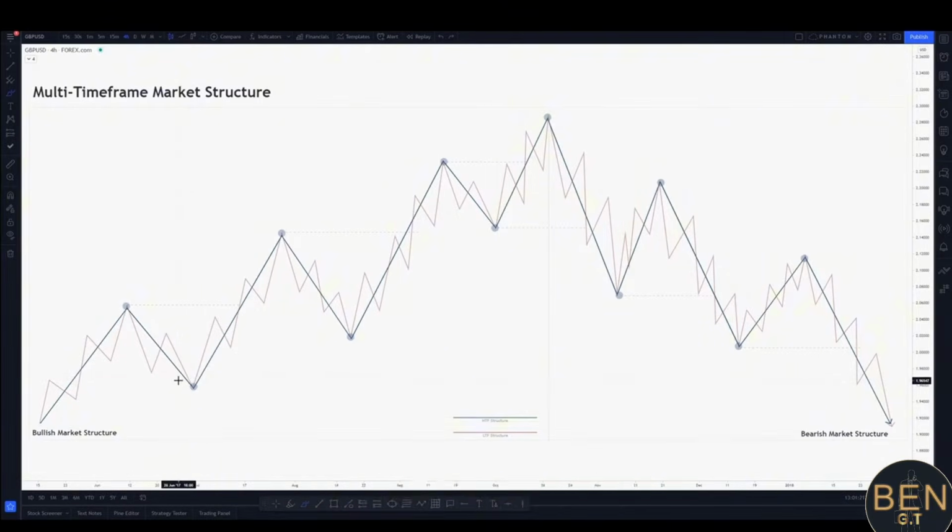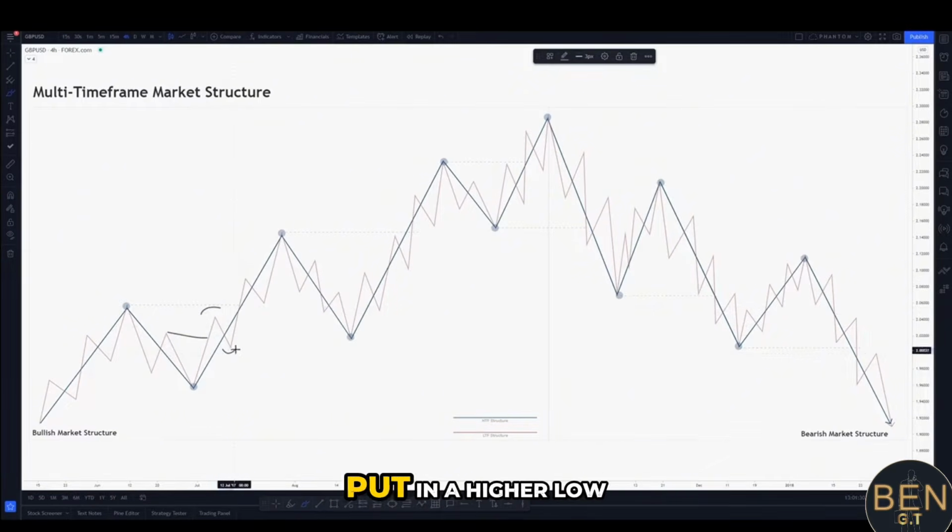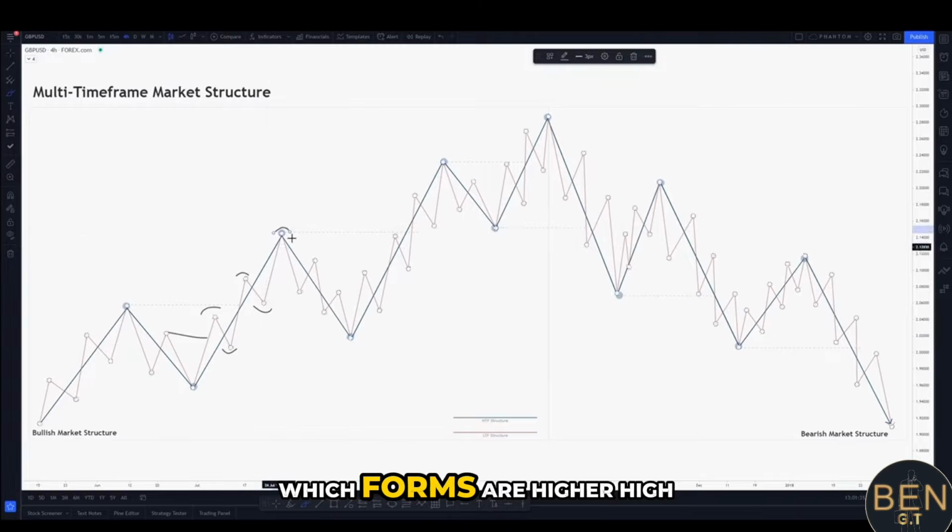This lower low that forms on the lower time frames is in essence the higher low that's formed on the higher time frame. And then what we'll see is as price begins to move to the upside as this higher low has been formed, we'll see on the lower time frame that price breaks structure, putting in a higher high, we'll put in a higher low, a higher high, a higher low, and then a higher high, which forms our higher high in this case.